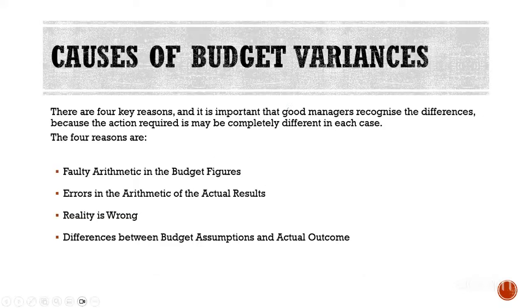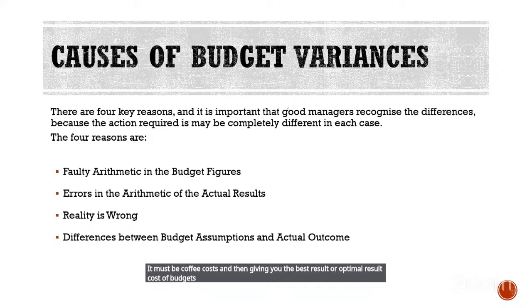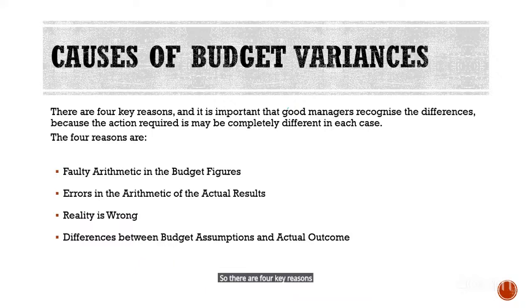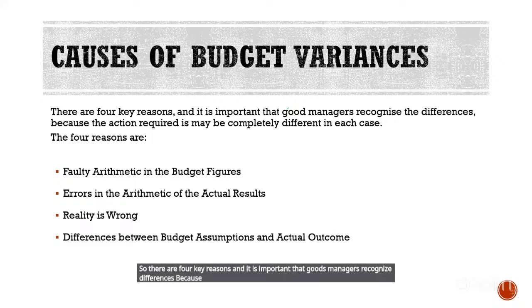Cost of budget variances. That is, after preparing a budget, there are things that will cause the actual results to be different from what you planned. So there are 4 key reasons, and it is important that good managers recognize the differences because the action required may be completely different in each case.